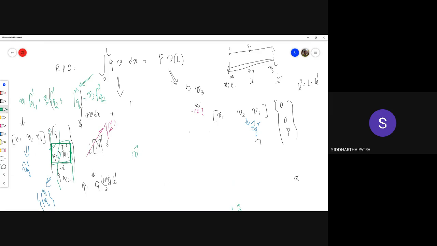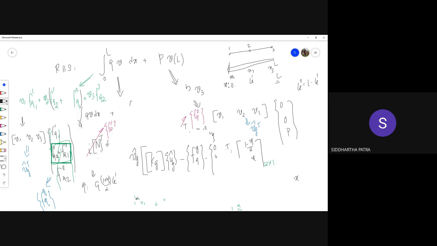We can take V hat G common, then we have the global stiffness matrix multiplying the global degree of freedom vector, minus the global force vector of the distributed load, minus 0, 0, P. And by setting left hand side equal to right hand side, this is essentially a dot product that is equal to 0.